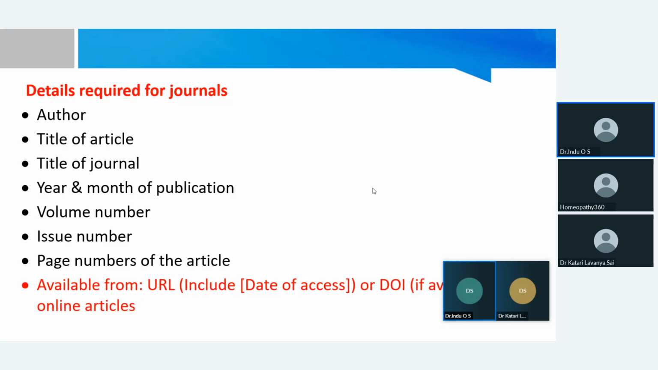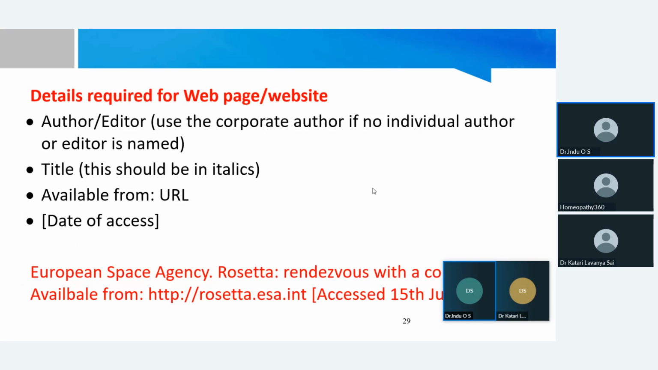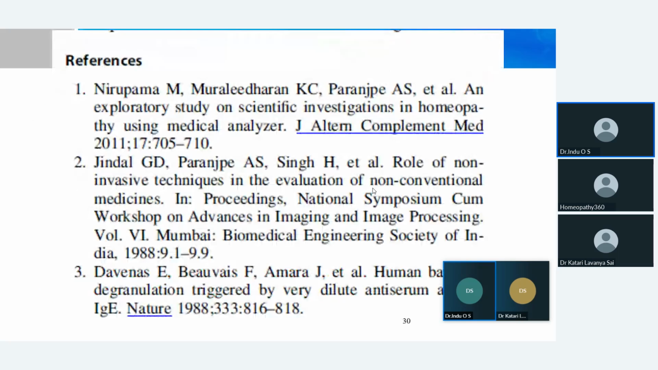Then details required for a website or web page. Again, we should get the author details, title, available from URL, and date of access. All those things are required for website referencing. Okay, an example is also given: available at, with the URL. So we can cite any style of referencing with the help of this website.